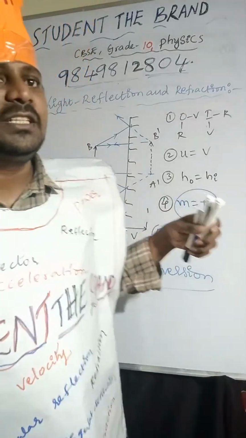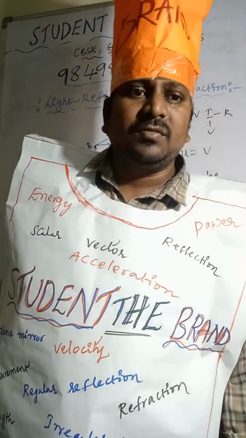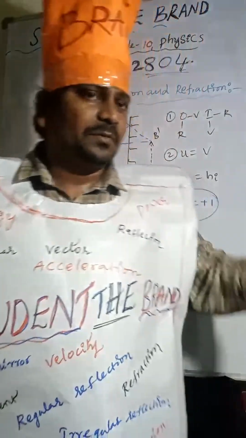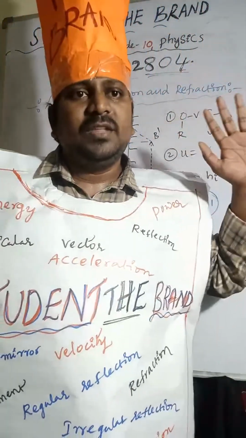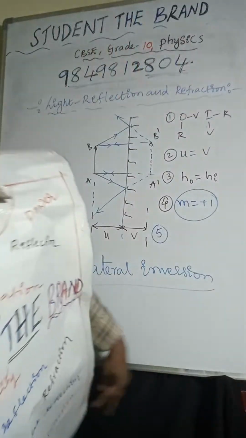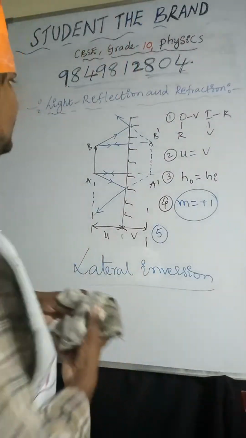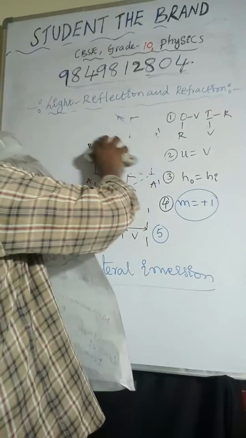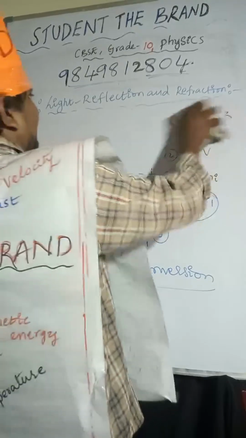Lateral inversion is the phenomenon in which the right side of the object appears to be the left side of the image, and the left side of the object appears to be the right side of the image. This mirror image is called lateral inversion. I hope it is very clear. So this is about plane mirror. Next.